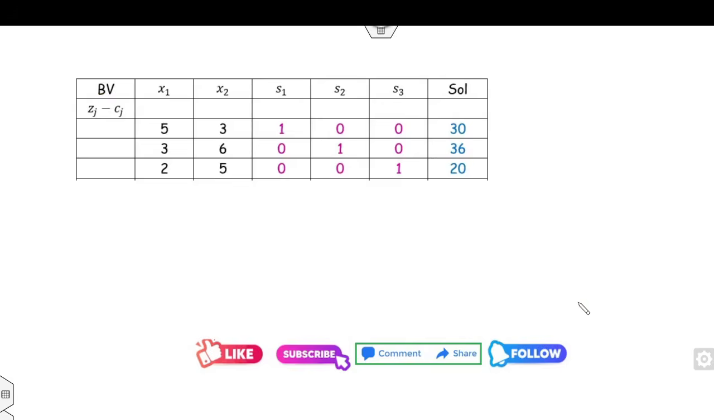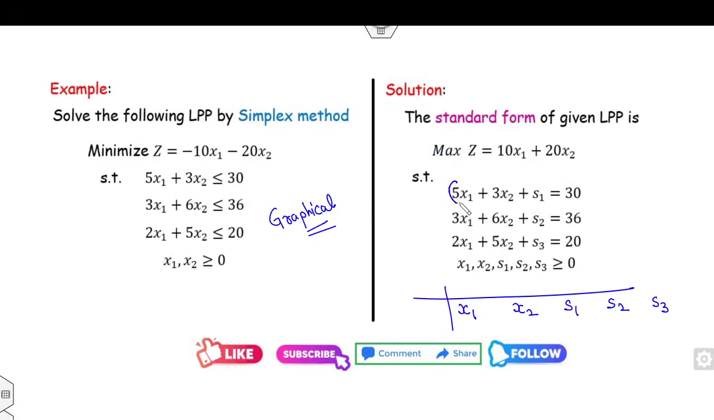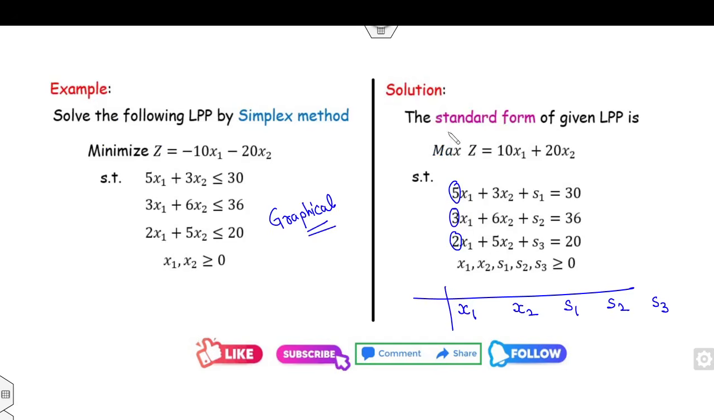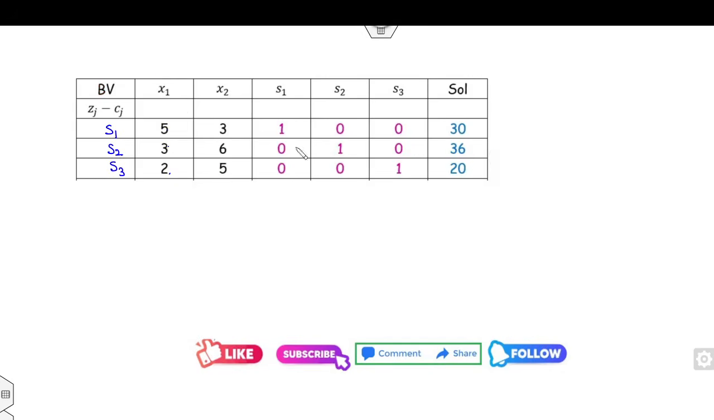So my target is to write this table. What is the column of x1? It is 5, 3, 2, and similarly so on. Which ones form the identity matrix? s1, s2, s3 will form the identity matrix. What are the coefficients of the z? x1 is 10, x2 is 20. The rest of the values are 0.